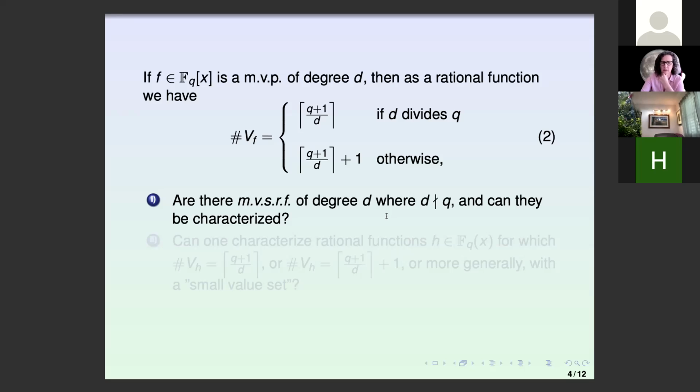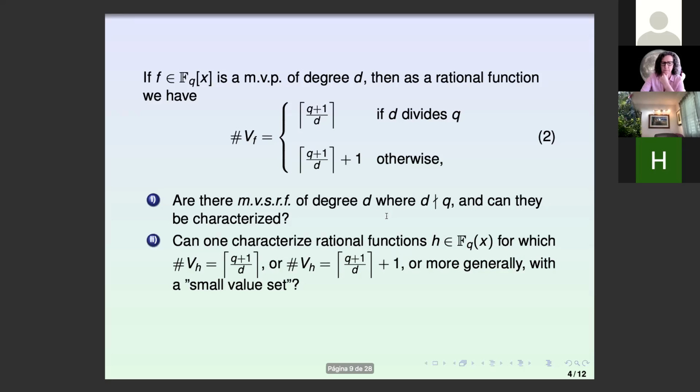The second natural question is, can we characterize rational functions for which the value set has size really q plus 1 over d? So it's minimal, or it's just minimal plus 1, or more generally, we could say the size of the value set is small. I'm going to say what we mean by small later on. Okay.